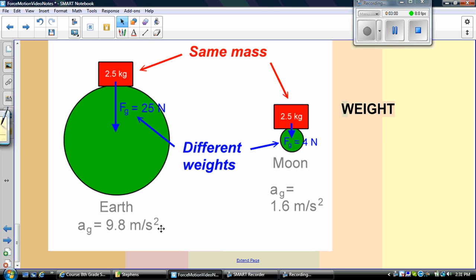If you look here, the acceleration on Earth is 9.8 meters per second squared. On the moon, it's 1.6 meters per second squared. So if you take the mass, 2.5, multiply it by 1.6, you get a weight of 4 newtons. 2.5 times 9.8, you get a weight of 25 newtons on Earth.